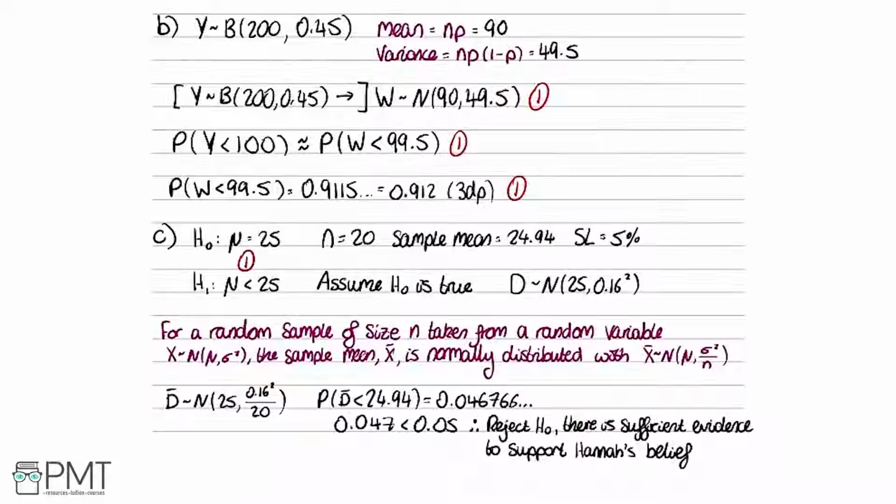So we get 1 mark here for our hypotheses. We get another mark here for defining the distribution of the sample mean. We get a mark here for working out this probability. We get a mark for this part here, saying our probability that we just worked out is less than 0.05. And we get a final mark for a concluding statement wrapping it all together.